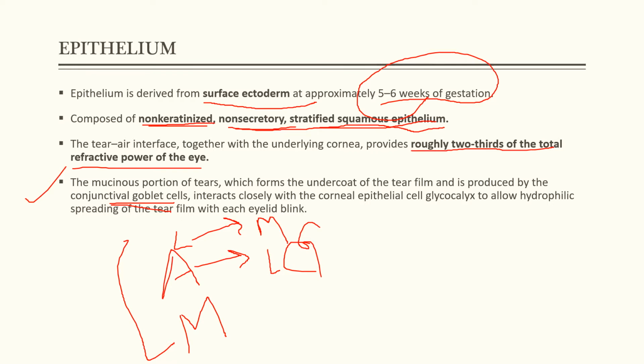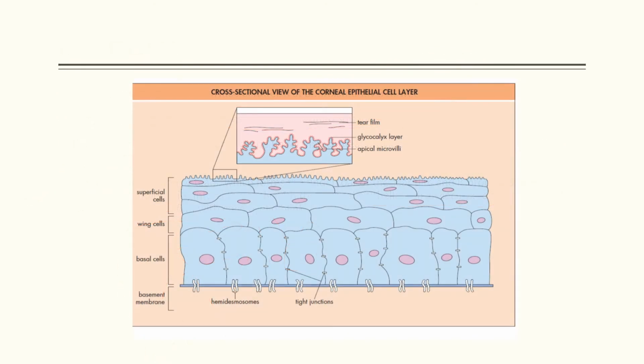It interacts closely with the corneal epithelial glycocalyx to allow hydrophilic spreading of the tear film with each blink. Right? We'll see it with the help of a diagram. Now this is the cornea. These are the superficial cells of the cornea. These are the wing cells of the cornea. Below these are the basal cells of the cornea which have the capability to divide. And this is the basement membrane. This basement membrane is basically secreted by the basal cells. Just keep this diagram in mind, it will help you a lot.